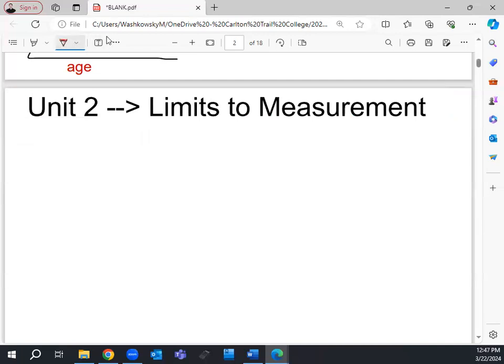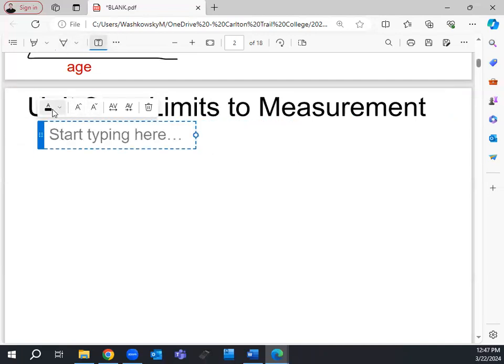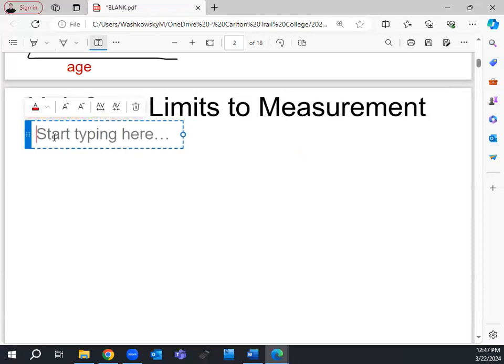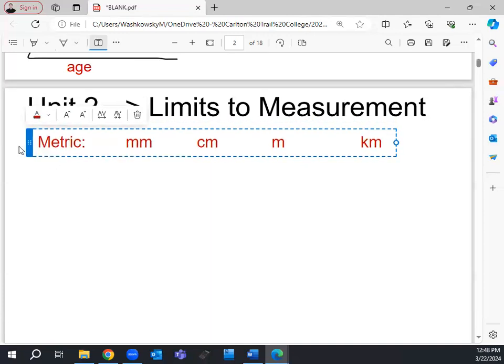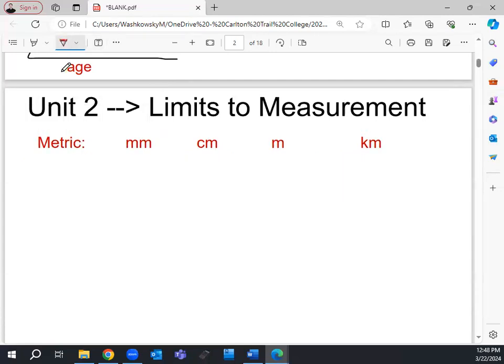One thing that's really important to note here is that with these limits to measurement, it primarily deals in a couple of measurement facts. With metric, the most common ones you're going to need to know are millimeters, centimeters, meters, and kilometers. Now, if you remember that big chart we had where you multiply by 10, you divide by 10, you move the decimal for each thing you go up, there was stuff like decimeters, decameters, hectometers. These are the main 4 you're really going to need.